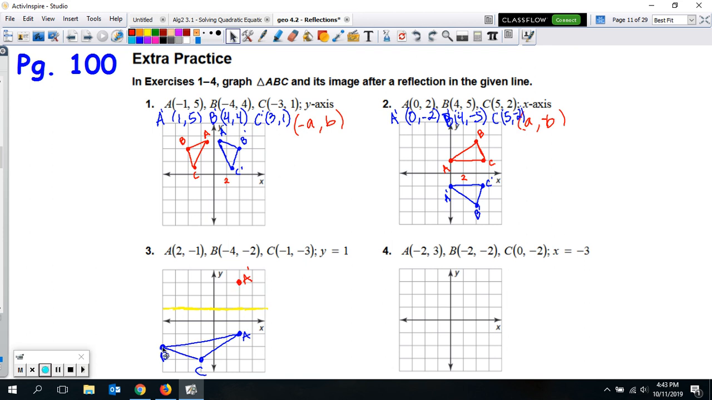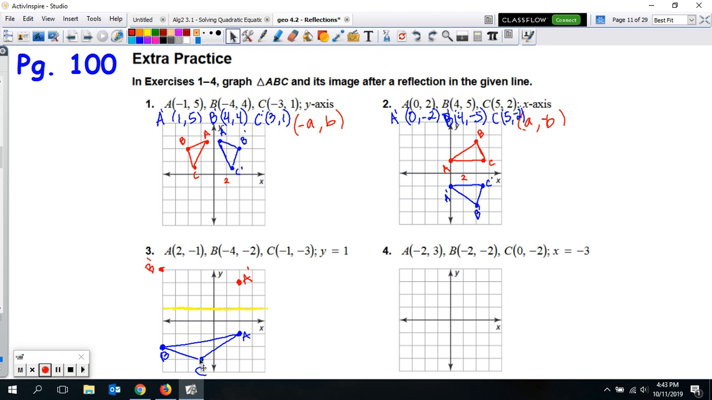And then for B prime, we got to go straight up, and it's going to be up 1, 2, 3, so it's 3 away from the line of reflection. So we're going to go 3 above the line of reflection, and that's going to be right here in this corner. That's going to be our B prime. It's going to put that one there.